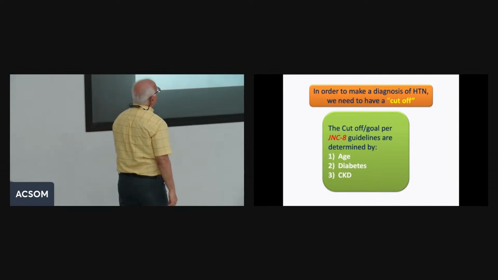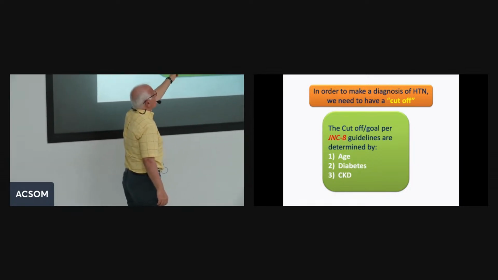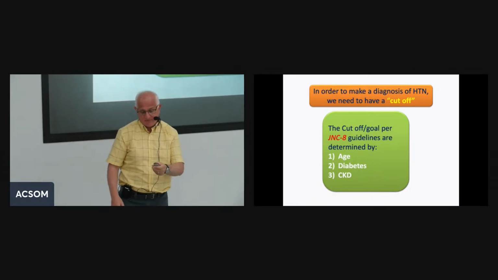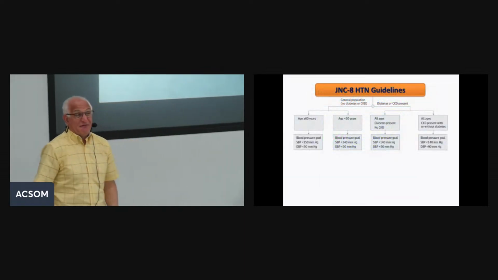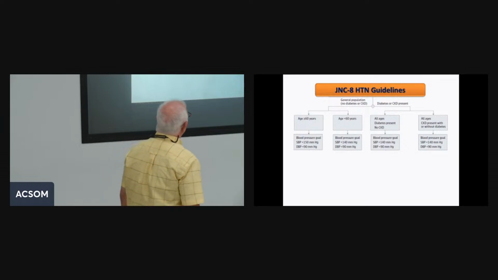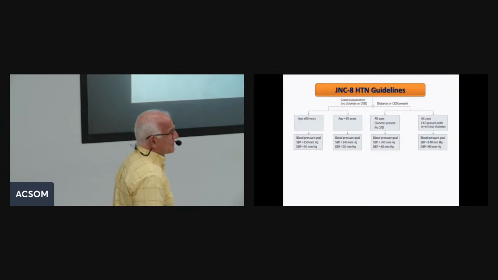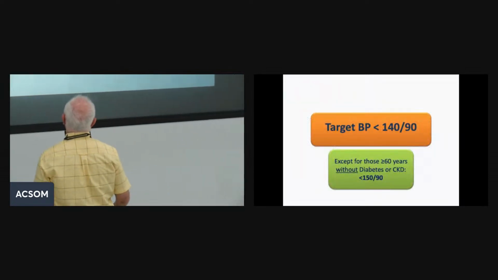It is determined by three different factors: age, presence or absence of diabetes, presence or absence of kidney disease. This is what it says. First, wow, another big diagram is coming up. But if you look into it, it is actually very, very easy. Basically, it tells you, let me go back.